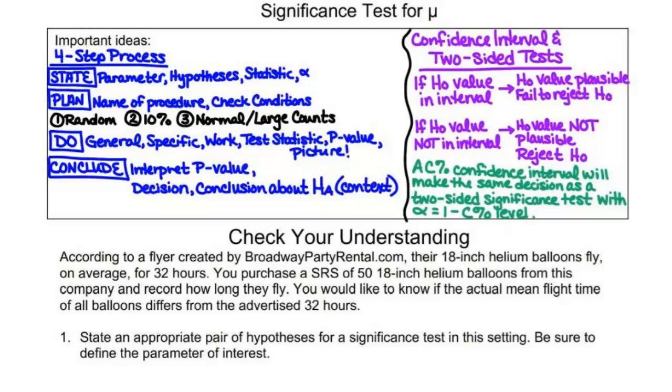And then conclude: you interpret your p-value, and you make your decision and conclusion about your alternative hypothesis.